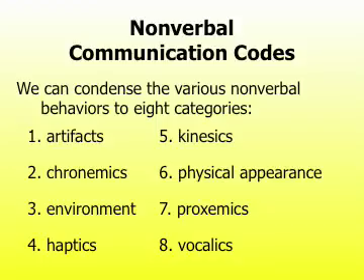For example, they've got face and eyes broken out as its own category. That seems a little weird, to me anyway, and not a lot of scholars do that. So we put it together underneath kinesics, which you should know from your reading is basically body language. So here are the 8 categories: artifacts, chronemics, environment, haptics, kinesics, physical appearance, proxemics, and vocalics.